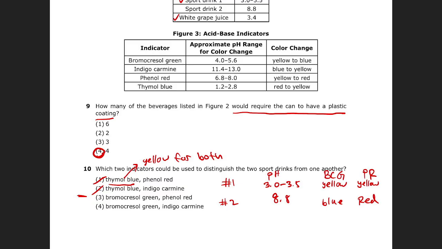We'll just check indigo carmine for good measure. Indigo carmine, below 11.4, it's going to be blue. And if we look at both of these ranges, they're both below 11.4. So indigo carmine isn't going to tell us anything. It's choice 3. Hopefully doing state lab number 3 helped you with this one.